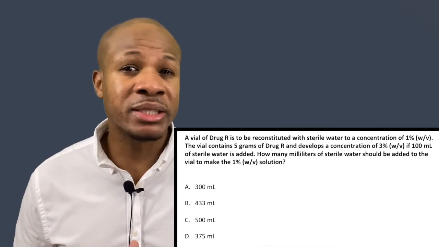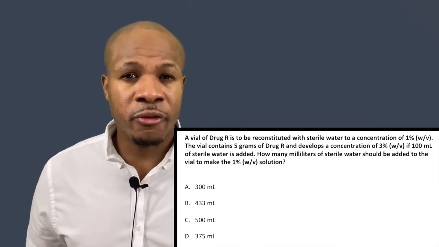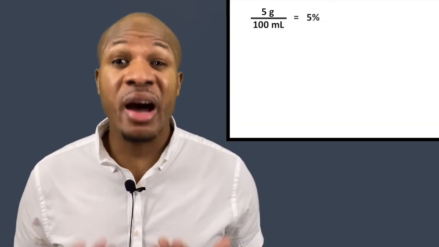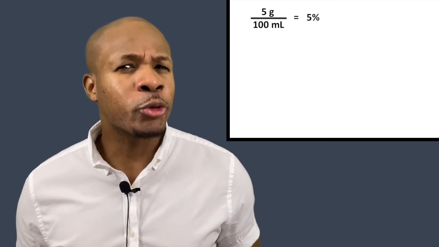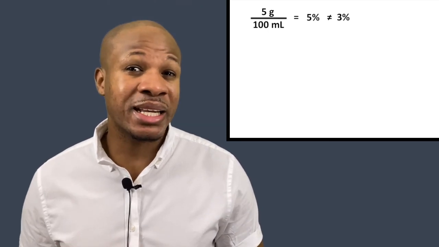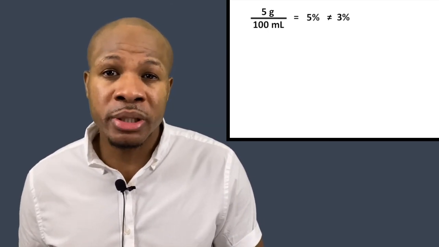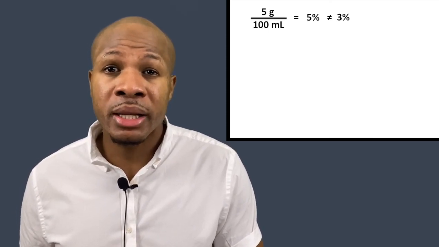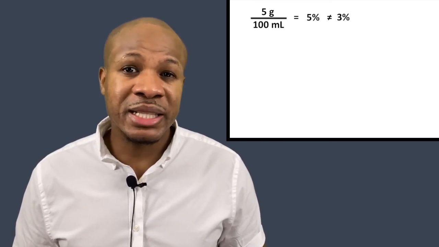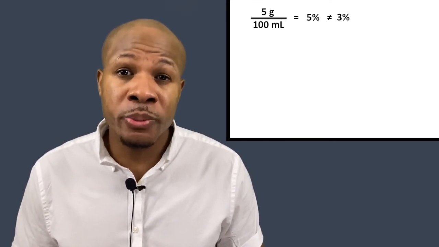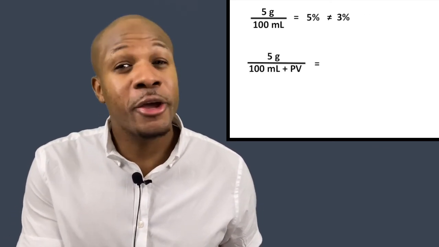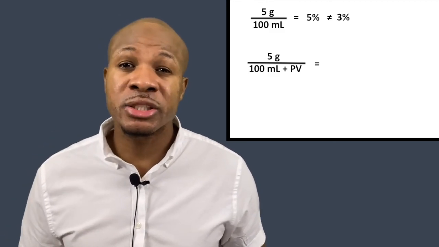Because you should notice that that doesn't make sense. Because if you have 5 grams and you divide that by 100 milliliters, that's 5 over 100. That should be a 5% solution. So why is it a 3% solution? So there's an underlying piece of information in this question that is not explicitly stated. We know that adding 100 milliliters to this 5 grams of drug R led to 3% instead of 5%, which means that the volume is not just the volume of the sterile water. The volume is the volume of the sterile water plus the powder volume. It's implicitly stated, and you have to recognize that. That is what makes this question a trick question.